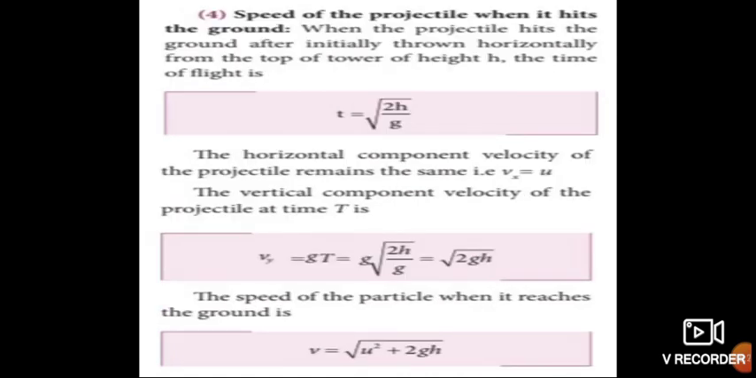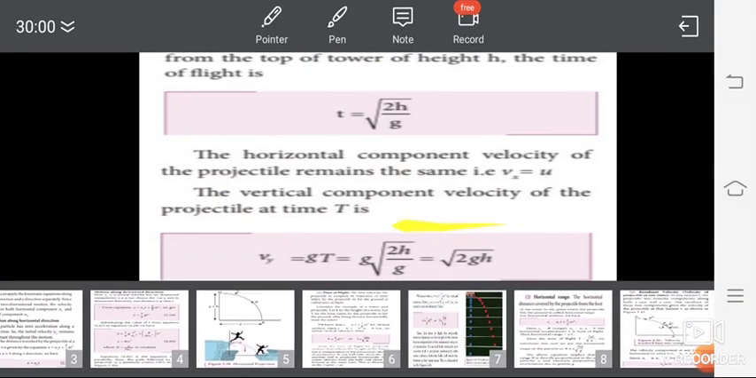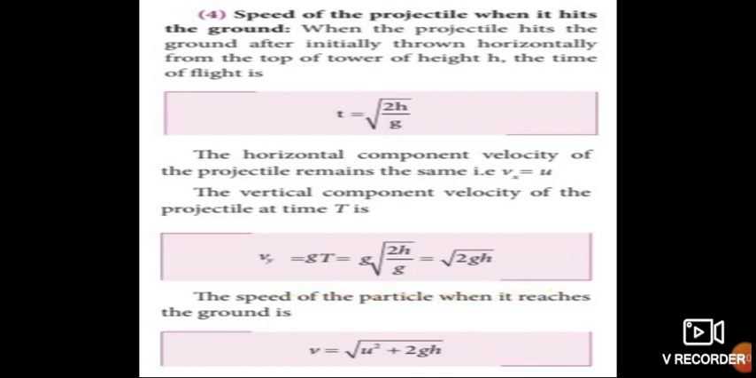Next, the speed of the projectile when it hits the ground. When the projectile hits the ground after initially being thrown horizontally from the top of a tower of height h, the time of flight is given by t is equal to root 2h divided by g. The horizontal component of velocity of the projectile remains the same, so vx is equal to u. The vertical component of the projectile at a time t is vy is equal to gt, so we can write g times the value of t, root 2h divided by g. g can be written as root g into root g, root g cancels, and what remains is root of 2gh. The speed of the particle when it reaches the ground is v is equal to root of u square plus 2gh.